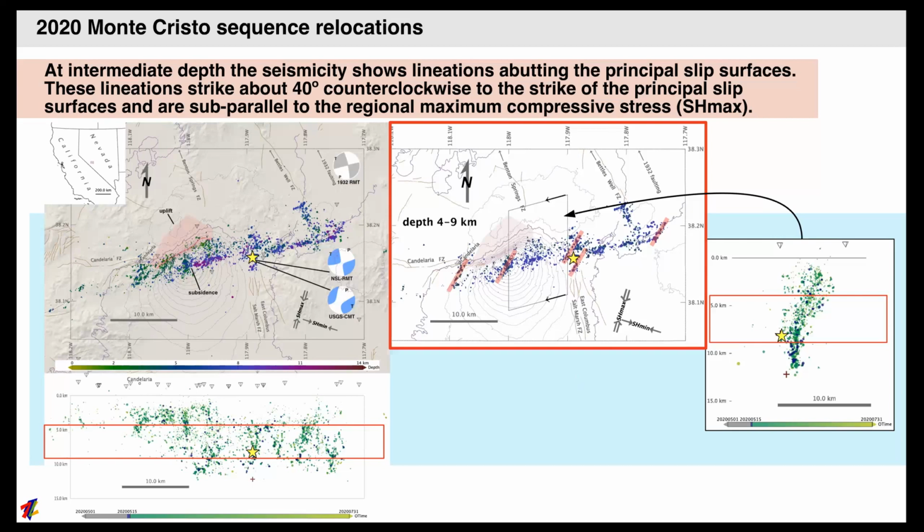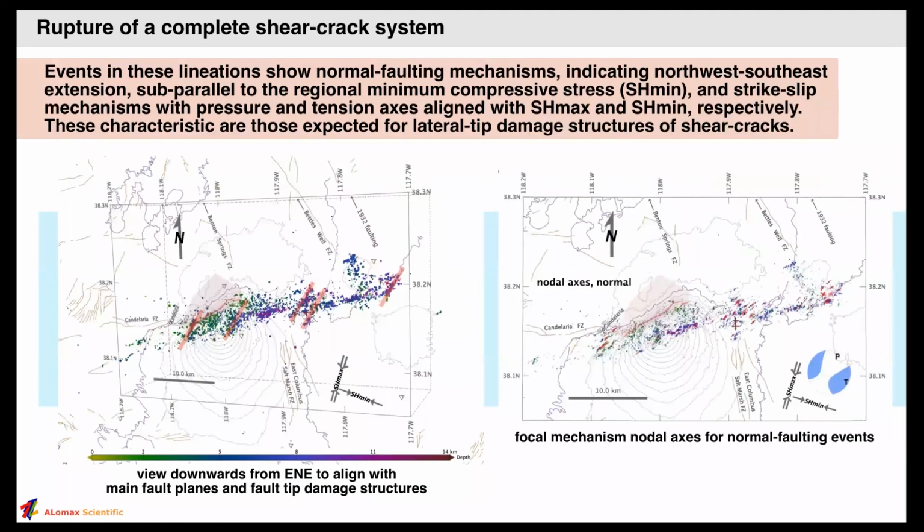So what are these features showing us? Well, if we look in a little more detail, the plot on the left shows an oblique perspective view downwards from east-northeast, which aligns your eye a little bit better with these linear features in the seismicity. And the plot on the right is a map view, but the little red lines show the nodal axis of normal faulting events from first motion mechanisms for this seismicity. So the events in the lineations generally show normal faulting mechanisms indicating northwest-southeast extension, subparallel to the regional minimum compressive stress.